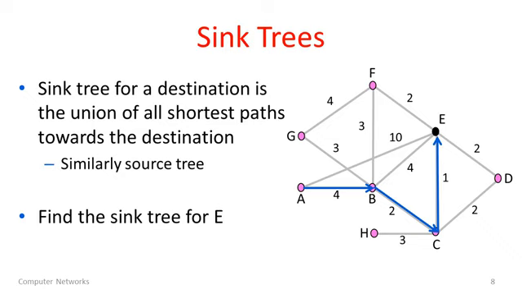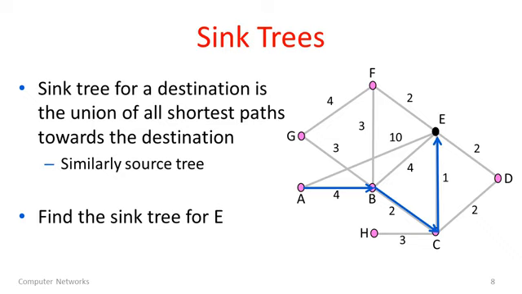So the other interesting property is that if I take the union of all of the different shortest paths from all nodes to a particular destination, then I will get what's called the sink tree. It will actually be a tree, because when two paths meet, they will both follow the same route from there on to the destination because of this optimality property. So let's see if we can find the sink tree for E. So that's all destinations going towards E.